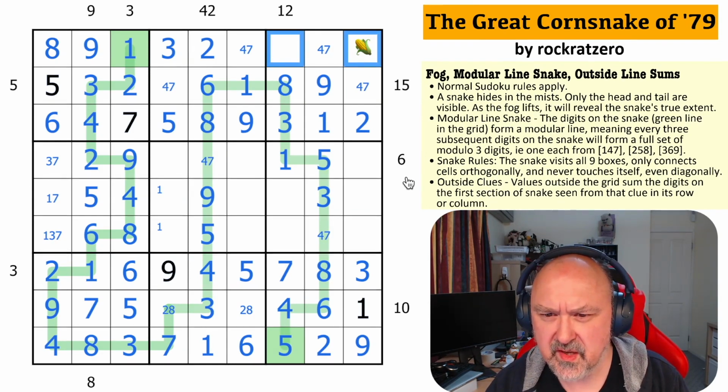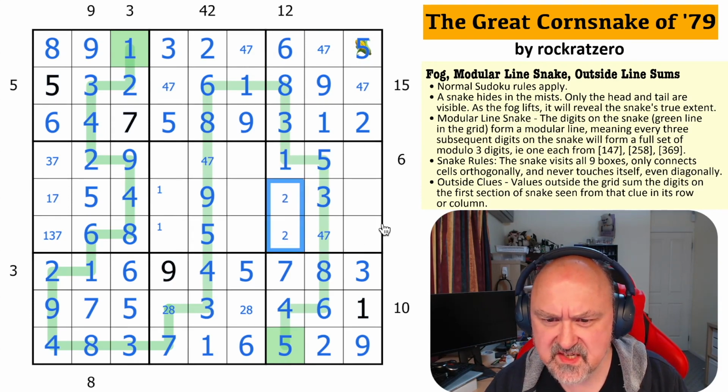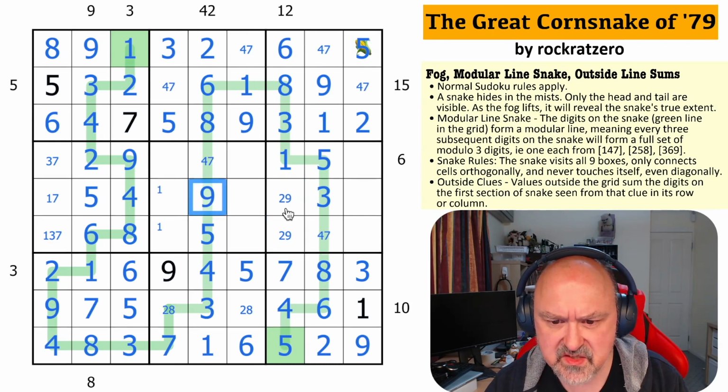1, 2, 3, 4, 5, 6, 7, 8, 9. This is 6. This is 5. 1, 2, 3, 4, 5, 6, 7, 8, 2, and 9. This 9 makes this 2 and this 9. That means 2 is in one of those two.